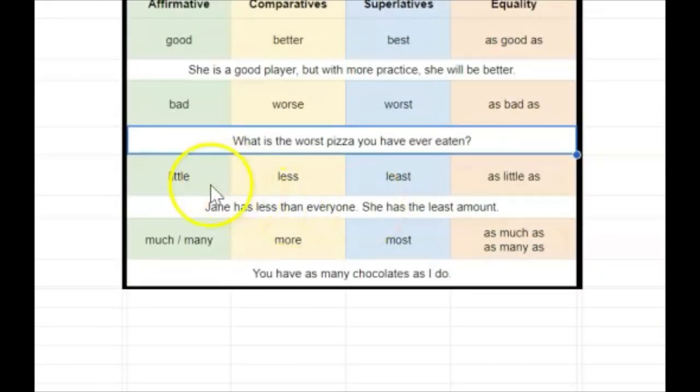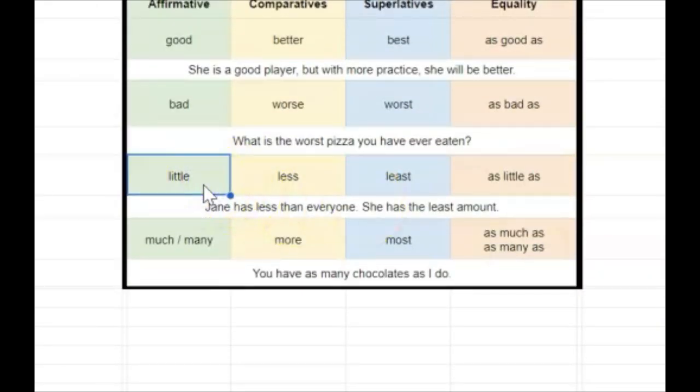And the next adjective is the adjective little. In American English, we're going to pronounce it with a D sound, little. The comparative is less. The superlative is least. And the equality is as little as.